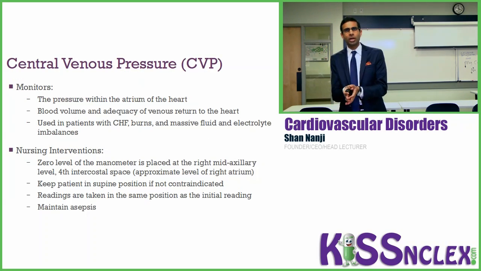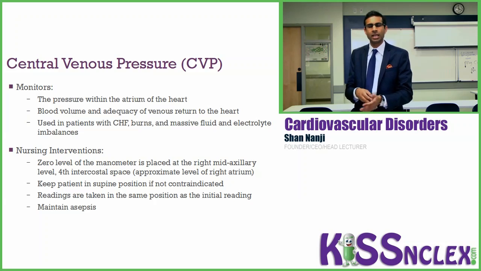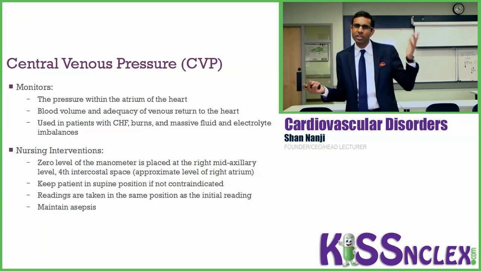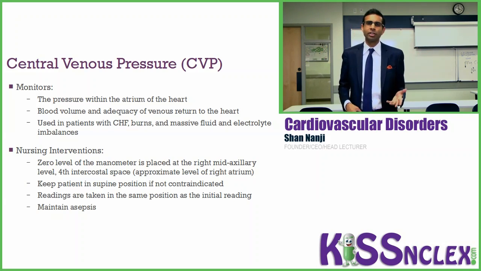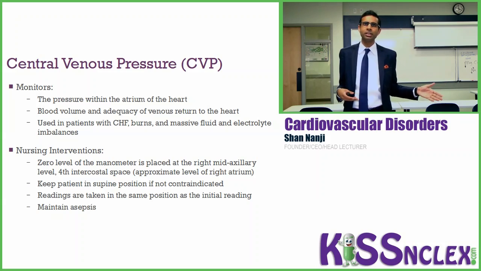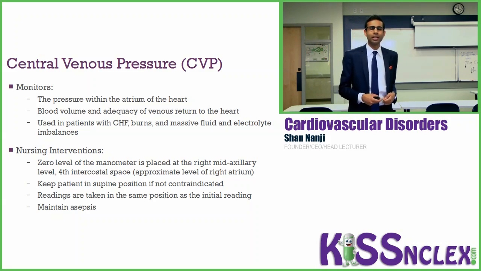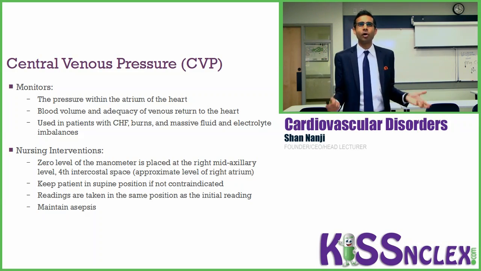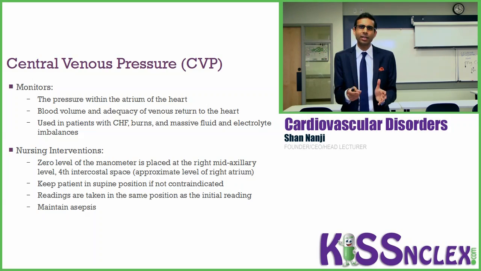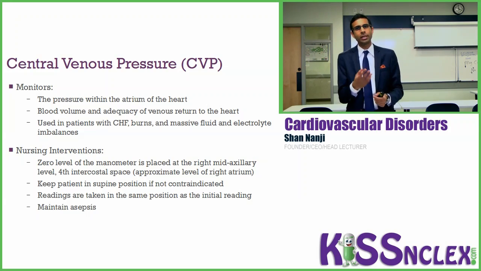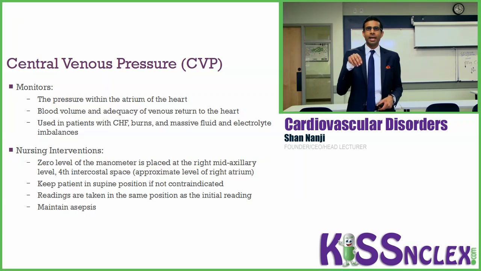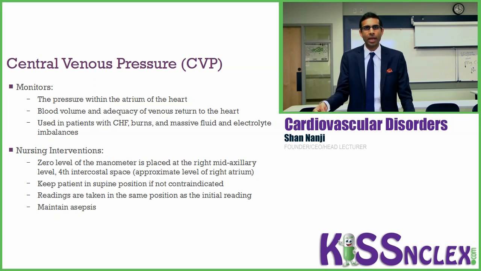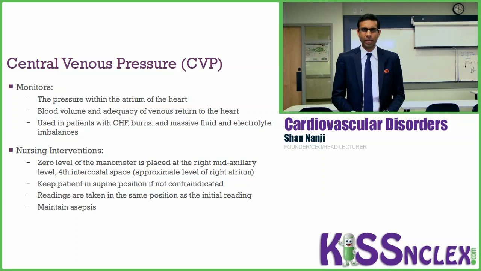So central venous pressure, we've talked about this before. How are you going to monitor CVP? Well, you're going to monitor the pressure within the atrium of the heart. And this is going to allow you to gauge the blood volume and the adequacy of venous return to the heart, to make sure that enough blood is getting back to it. It's going to be used in patients with CHF, burns, or massive fluid and electrolyte disturbances. Okay, so CHF, right? Burns, massive fluid and electrolyte disturbances.